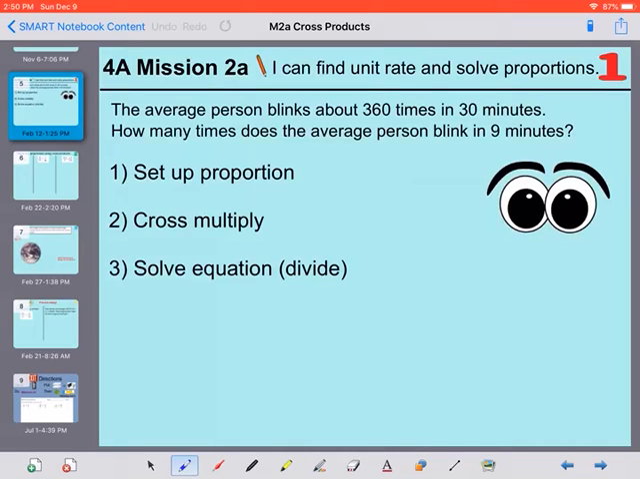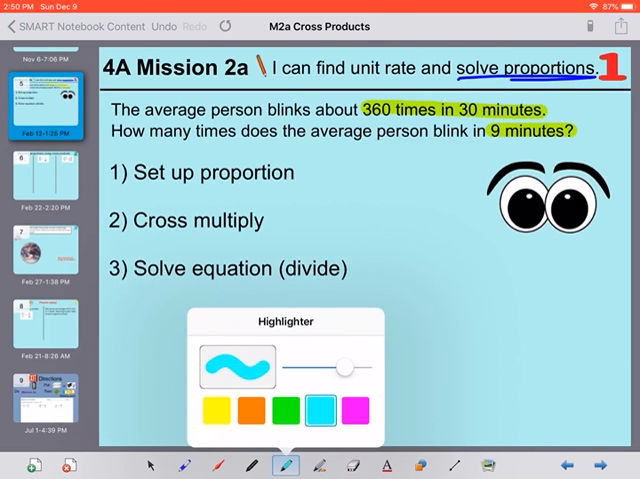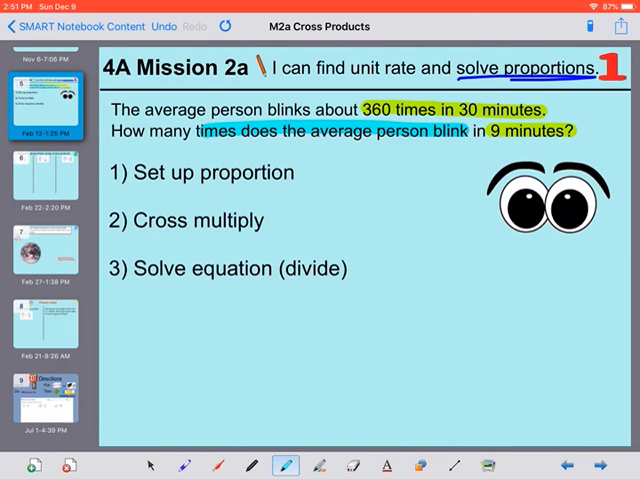Hello, today we're doing mission 2A, which is going to be cross multiplying or finding cross products by solving proportions. It says the average person blinks about 360 times in 30 minutes. How many times does the average person blink in 9 minutes? So we're missing this piece right here. How many times do they blink?